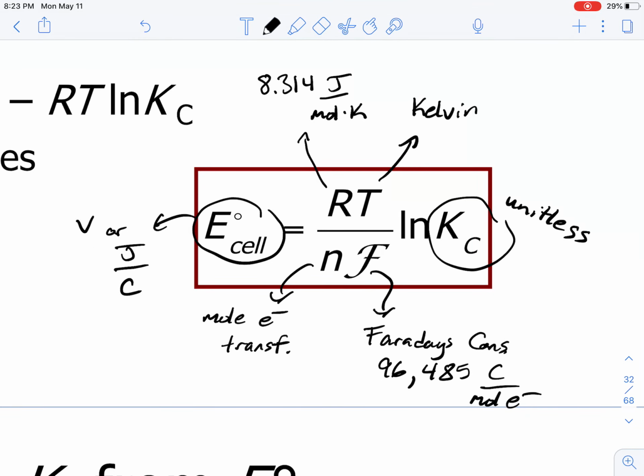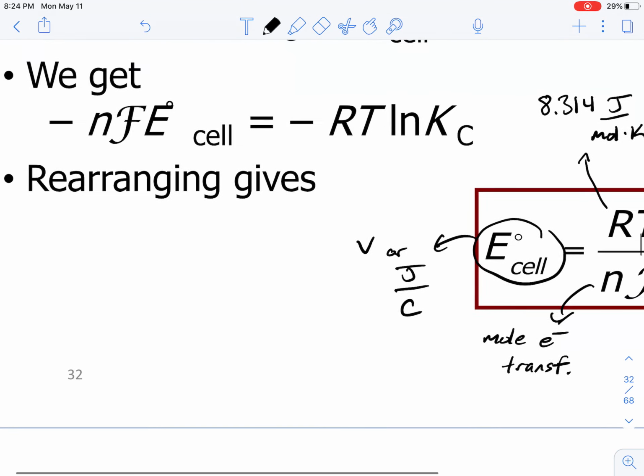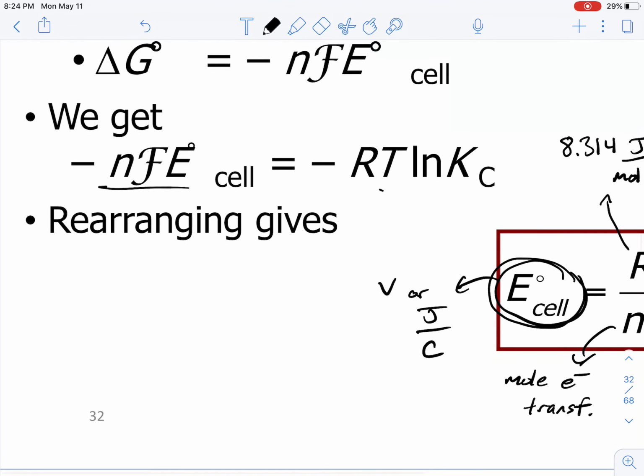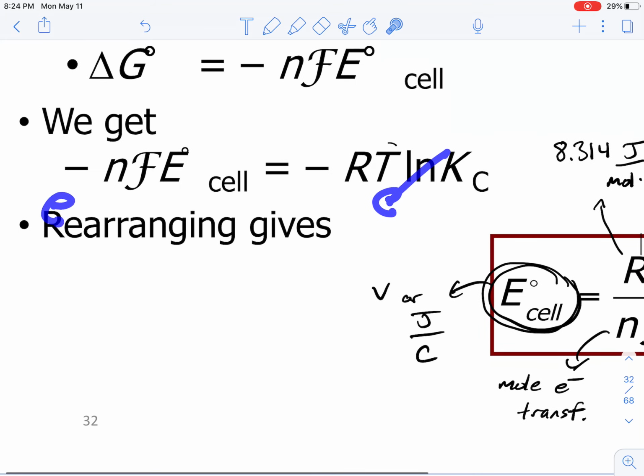Okay. And so we can also solve for Kc. This equation is going to be used if you're trying to determine the standard cell potential. And if you wanted to solve for Kc, for instance, we can go back to this relationship, move negative RT over to the other side, and then we're going to E both sides to get Kc.